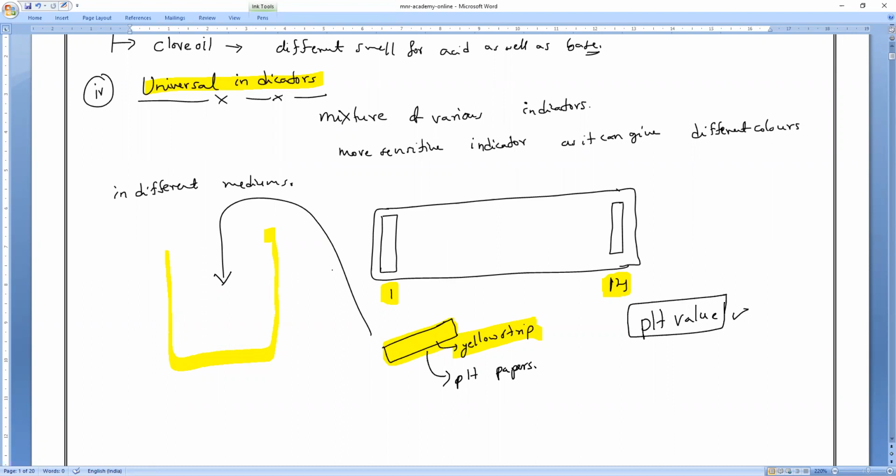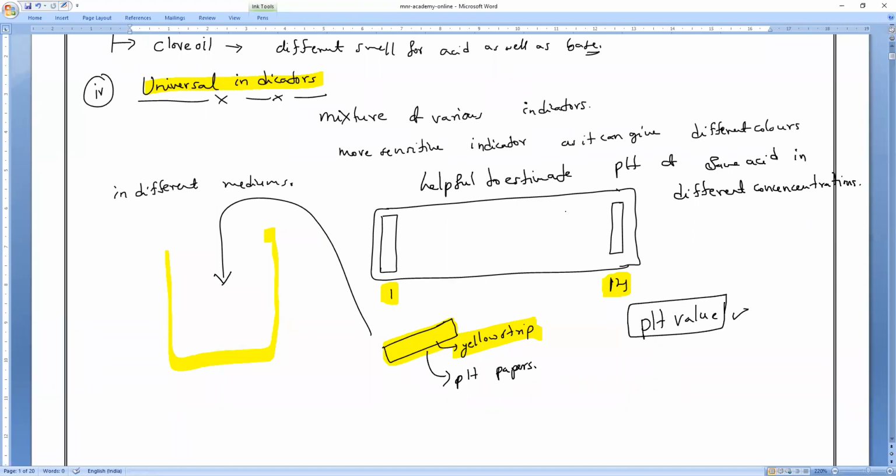So what is the advantage of this universal indicator? We can estimate the pH of the same acid in different concentrations. Understand? So it will be helpful to estimate the pH of the same acid in different concentrations. Base also, different concentrations. We will discuss these things in detail about this universal indicator.